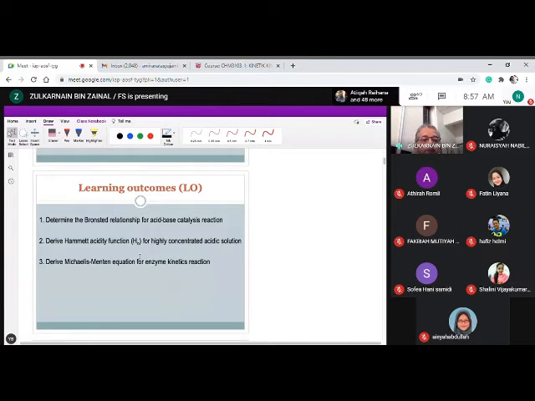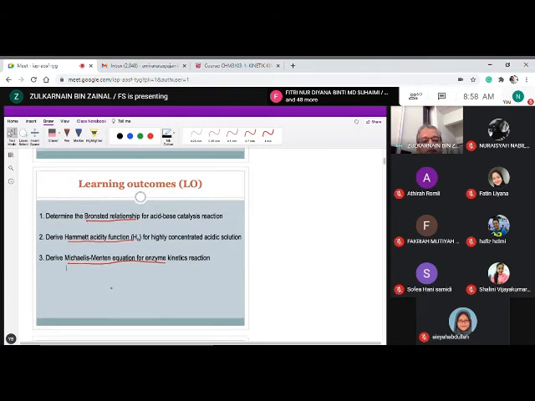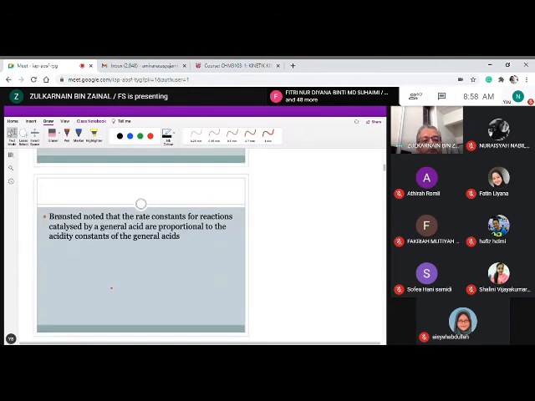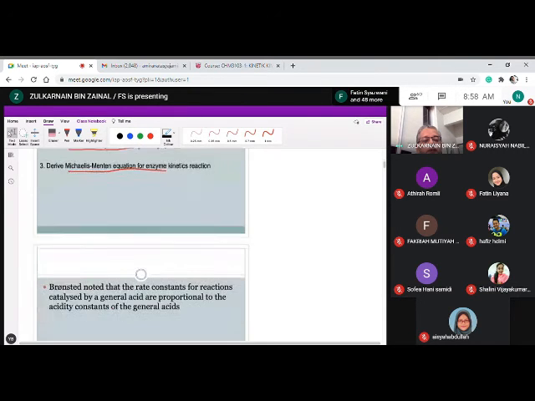So there are a few things that we want to see in this part. One is the Bronsted relationship. The other one is the Hammett acidity function, right? And of course, the last one is the enzyme catalysis, which involves the Michaelis-Menten equation. Okay, let's move to the first one first.